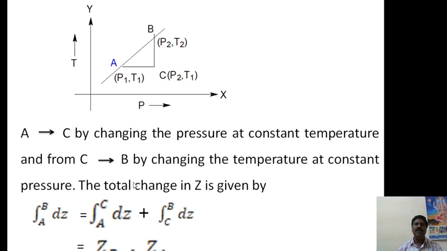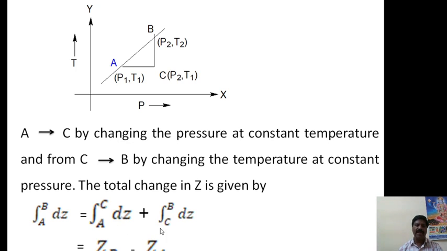Therefore the total change in Z is equal to the integration of, we require a final value, that is the limit A to B. Here we can go via C, that is A to C and C to B. Therefore we can write the integration of A to B dz is equal to the integration of A to C dz plus the integration of C to B dz.